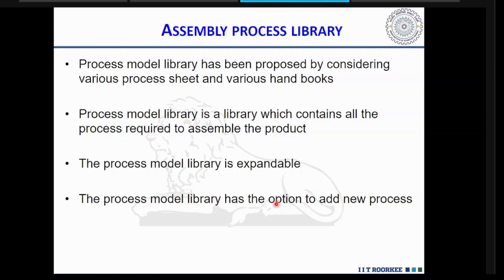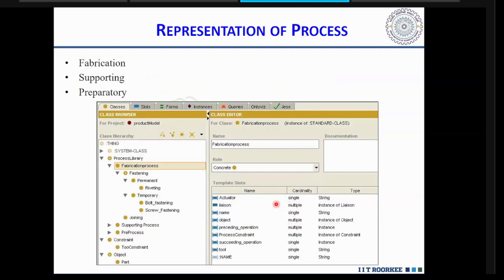Again, we have classified the processes into three categories. One is the fabrication process, the second is the supporting process, and the third is the preparatory process. For example, riveting is a fabrication process. For riveting, the preparatory process is drilling holes. Or for welding, the preparatory process may be groove cutting, right?